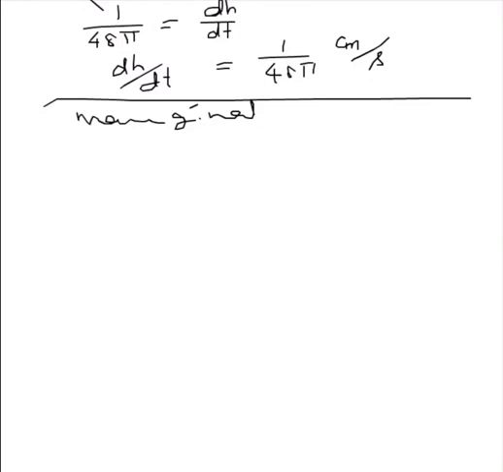Page number 242. Page 242. Third question. Two equal sides of an isosceles triangle.